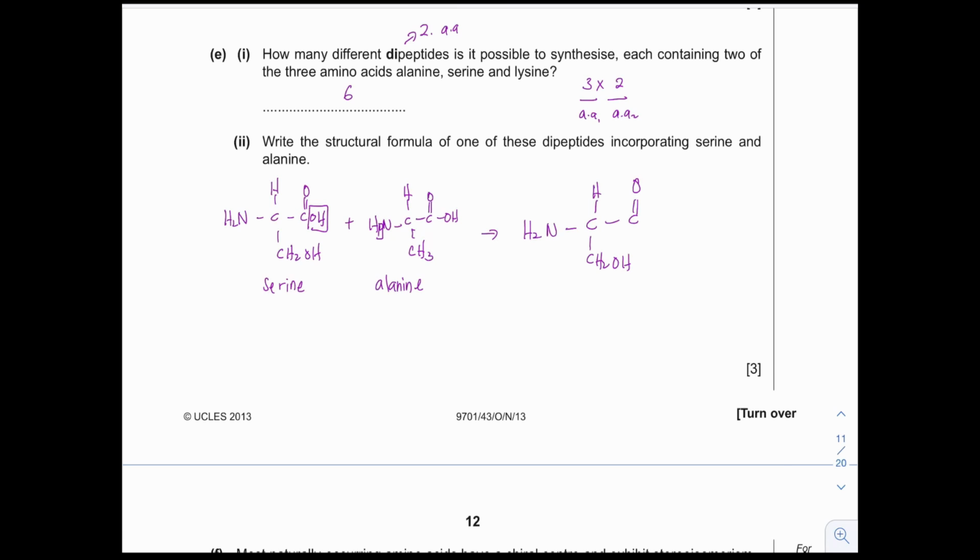So you can see the C double bond O here will be joining to this N and H, and the water molecule will be removed. But they just want us to write the structural formula. So you just have to show them this as your final answer.